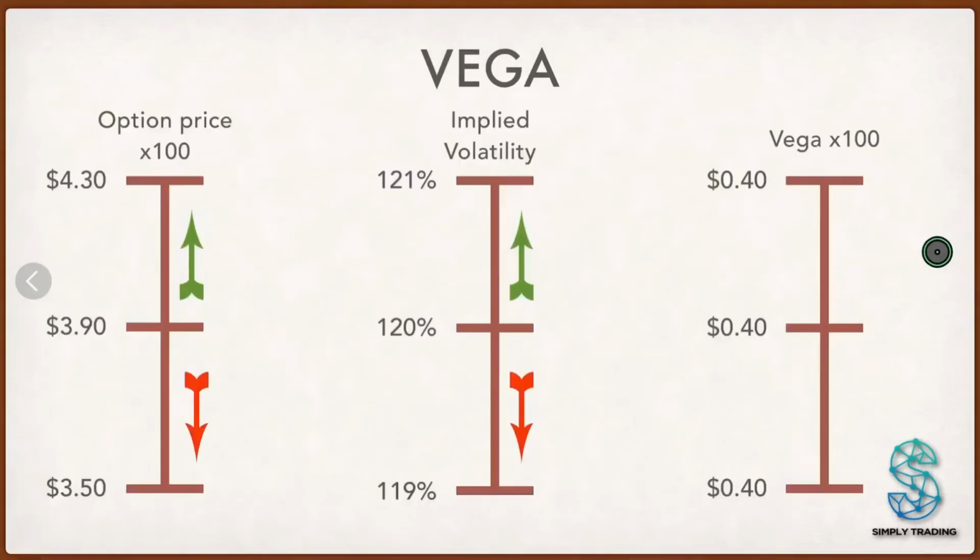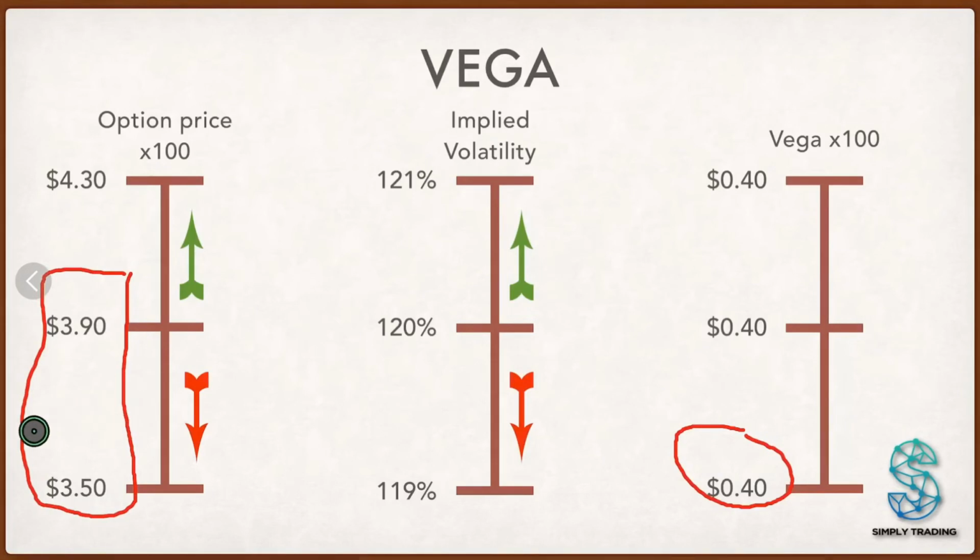Okay, let's look at this a little bit more in depth. So if we're paying $3.50 per share of our contract, and our implied volatility is 119%, and our Vega is 0.4. Let's say our implied volatility went up to 120%, so it gained 1%. We would also gain this 0.40 in value onto our share price. So we can see that it went up from 3.50 to 3.90.